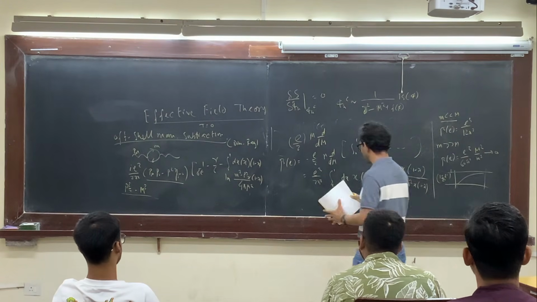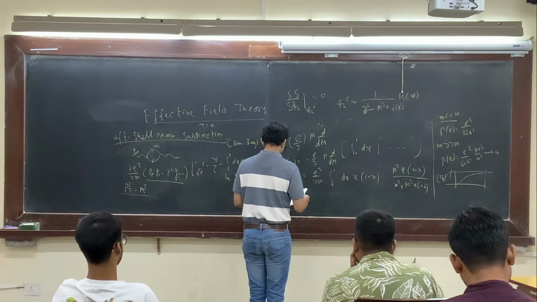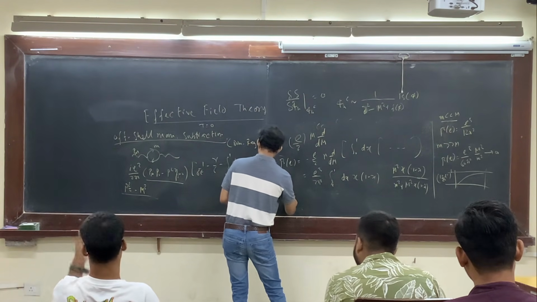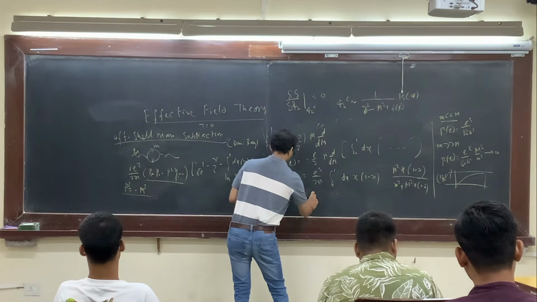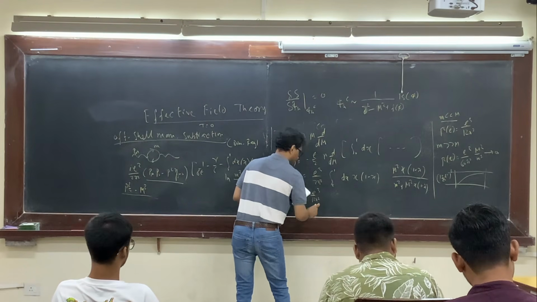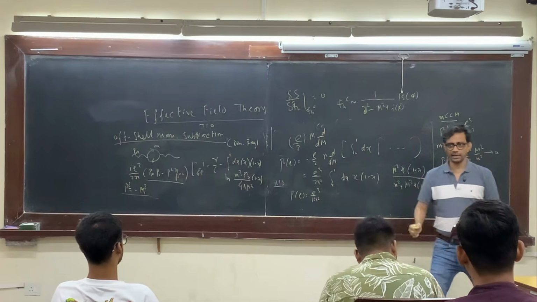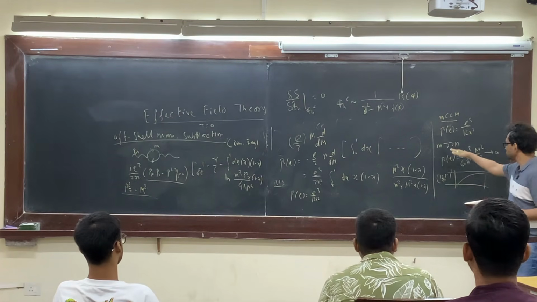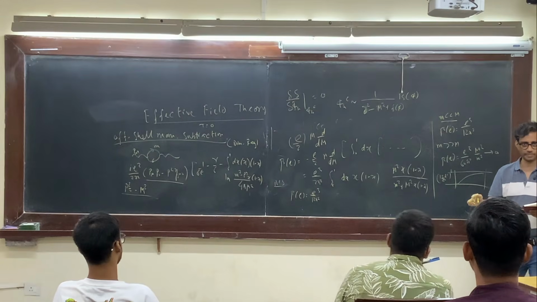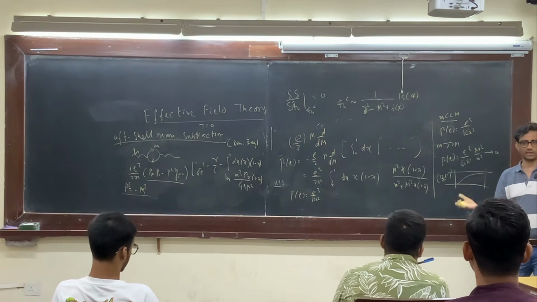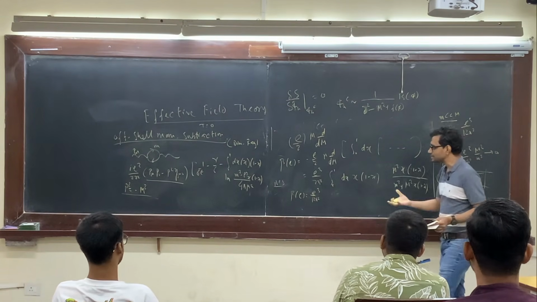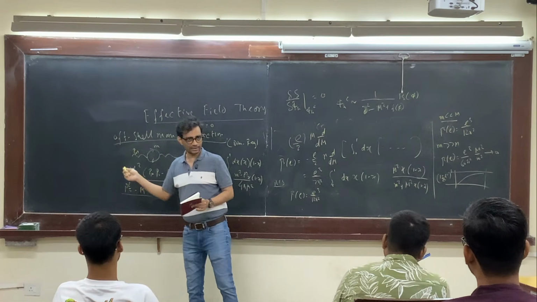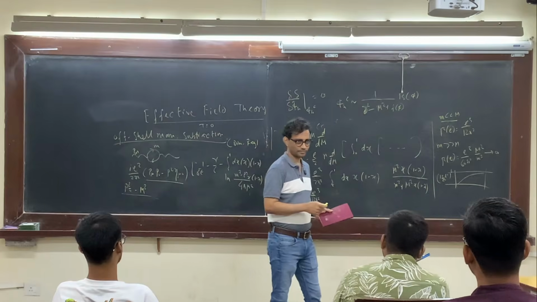But if you use the MS-bar, what you will get in the MS-bar or MS scheme, you get exactly beta e equal to e cube by 12 pi square. In that beta function calculation, that scheme doesn't have the notion of the decoupling because it's just independent of your mass. That's why to understand the decoupling, one has to use this mass dependent renormalization scheme.